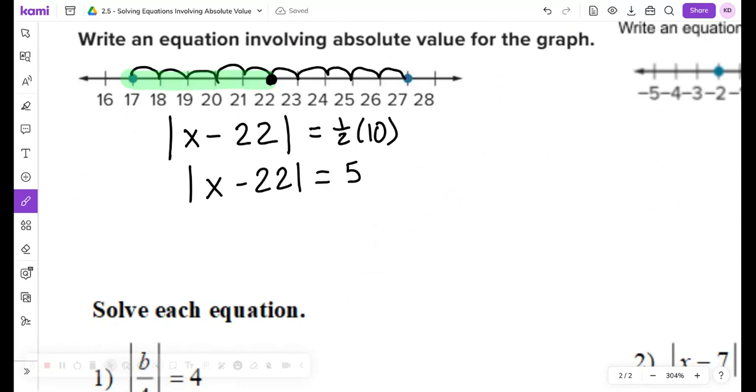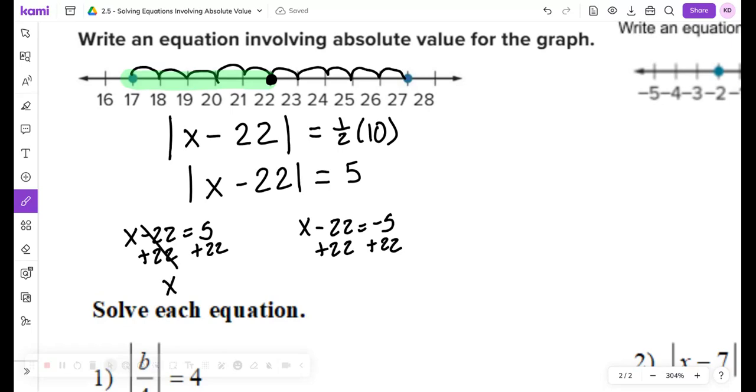Let's double check this. If I have x minus 22 equals 5, and x minus 22 equals negative 5, then I add 22 to both sides.